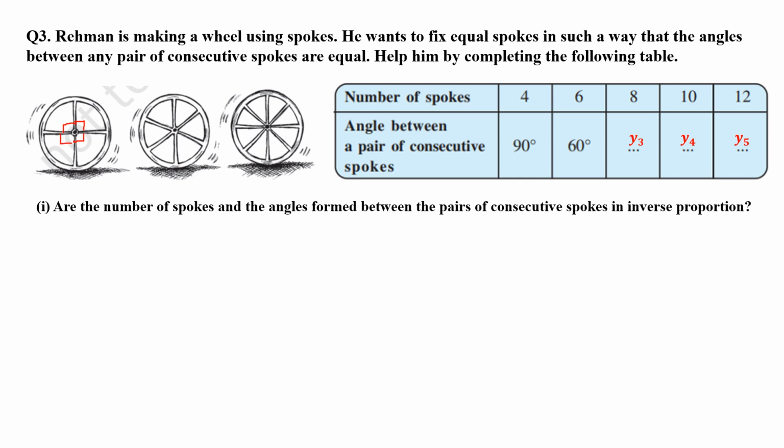Now if you see the next one, where the number of spokes is 6, the angle between the spokes is 60°. Each is 60, 60 and all. Next, he has kept 8 spokes. So you have to find what will be the angle between the pair of consecutive spokes. Then same way you have to find for 10 and 12.